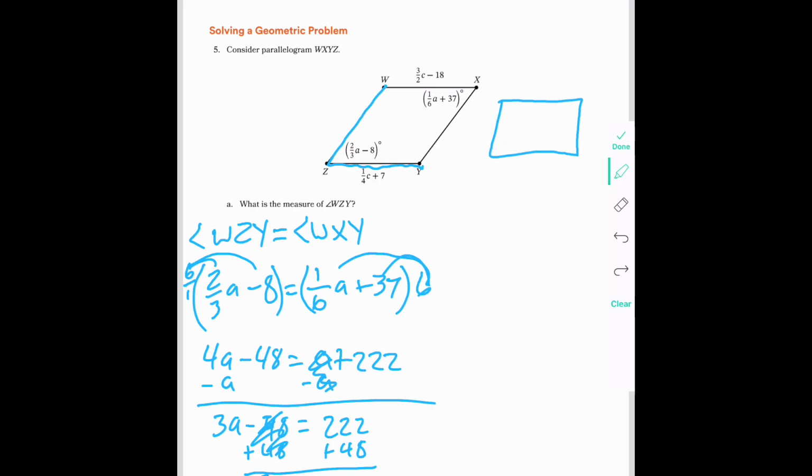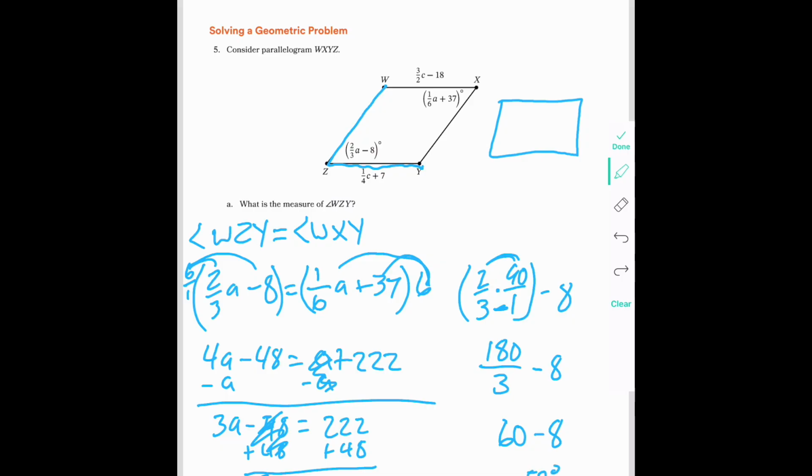So now that we know what A is, to actually answer the question, we have to plug A into this expression. We don't have to put it back in the original equation because that would be solving both. We know that these angles are equal, so I only really need to plug it into one. So that would be 2/3 times 90. I'm going to go ahead and put it as a fraction already. Minus 8. So we do the top, that would be 180. The bottom divided by 3 minus 8. So 180 divided by 3 is 60. 60 minus 8 equals 52.